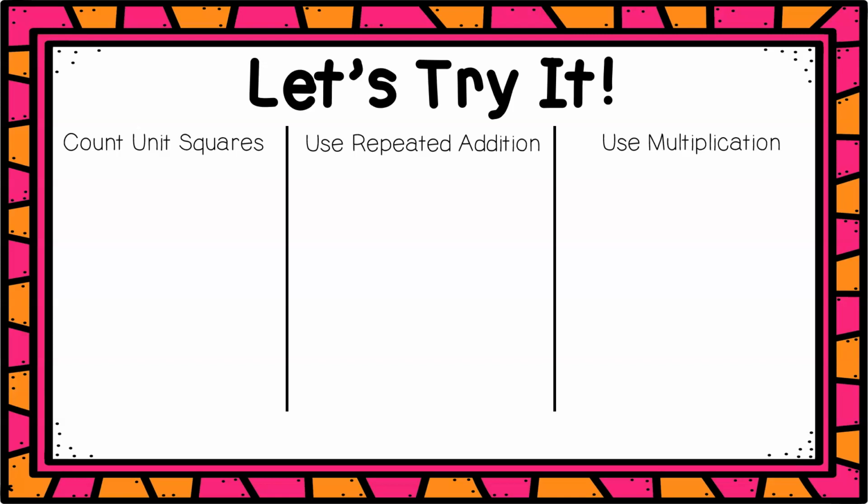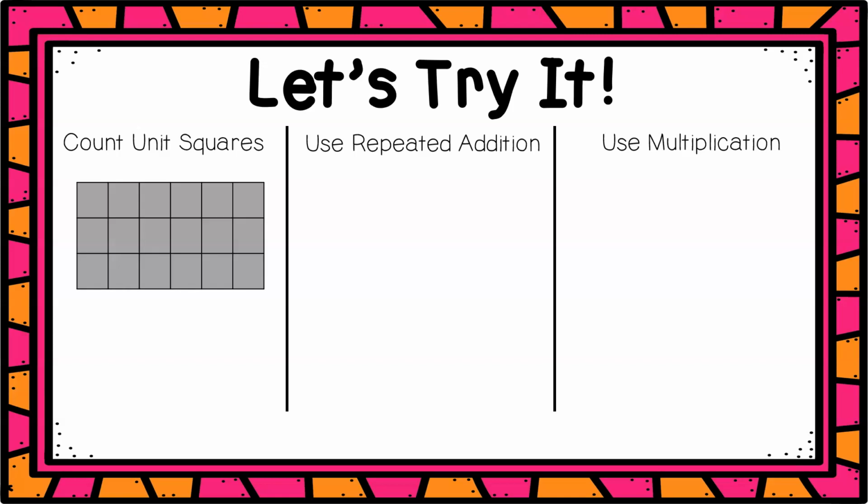The first one is to count the unit squares to find area. We've done this in 2 lessons and you are probably really good at it by now. Here is the figure. Now we can count the unit squares. Ready? 1, 2, 3, 4, 5, 6, 7, 8, 9, 10, 11, 12, 13, 14, 15, 16, 17, 18. So we know that the area is 18 square units. Let's look at the next strategy.